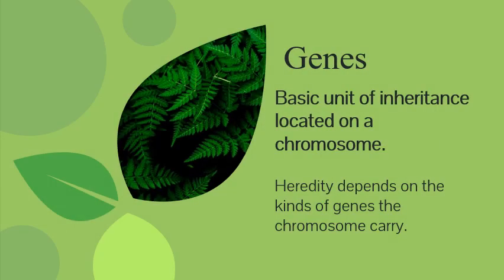Genes. These are the basic unit of inheritance located on a chromosome. A person's heredity depends on the kinds of genes the chromosomes carry. Two genes are present in a homologous pair of chromosomes for any particular trait. Segments of genes are present on chromosomes and they code for a particular trait. We will discuss these examples in a later part of the lesson.